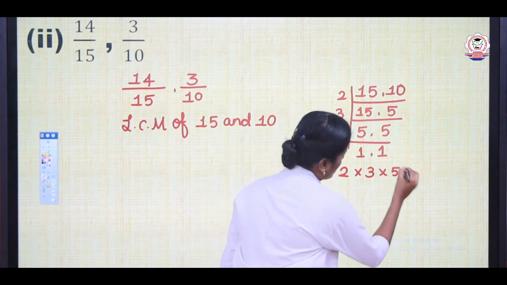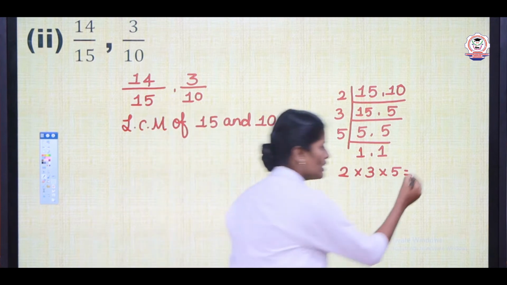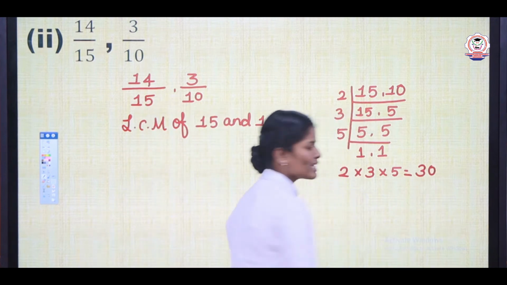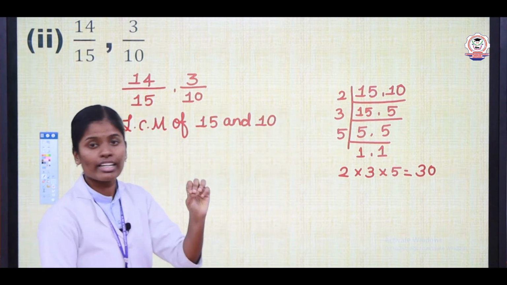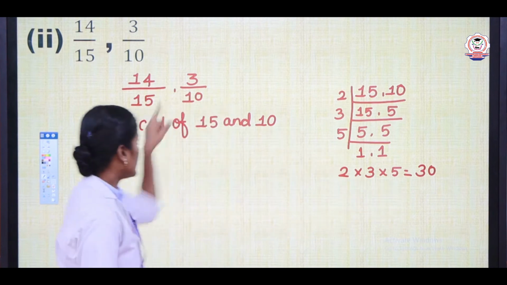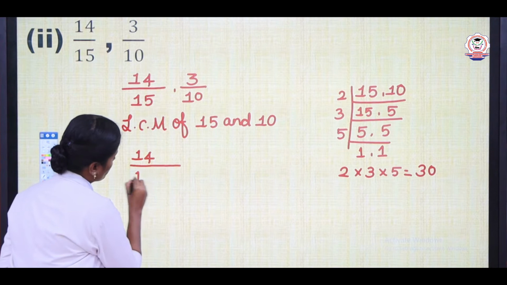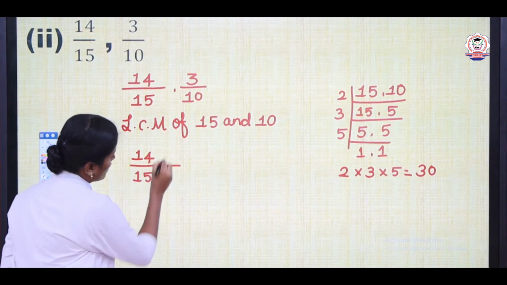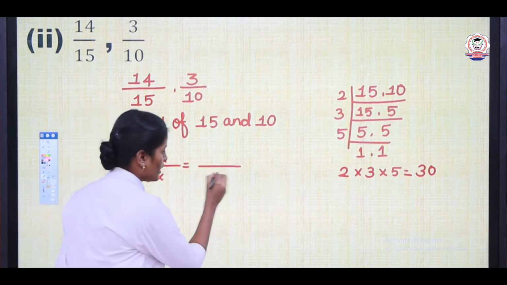Now you should multiply these. 2 3s are 6 and 6 5s are 30. So the denominator value will be 30. Take 14 by 15. Now what denominator do we need? We need 30 as the denominator.